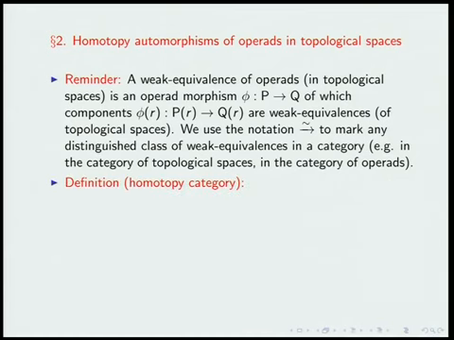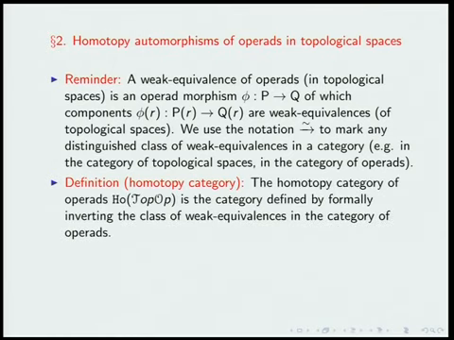So what I would like to do is to define a homotopy category of operads. And the natural way to do that is to say that the homotopy category of topological operads is the category obtained by formally inverting these equivalences. From this definition, it's not clear that it is a category, especially in the topological case, because you are dealing with zigzags, and the zigzags might not form a set.